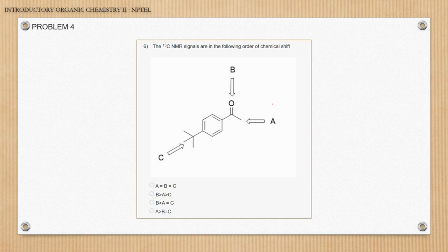Is it A, B, or C? The higher chemical shift value in the 13C NMR. Is it the carbonyl group? B. B will be highly deshielded. So it is having a higher chemical shift value in the 13C NMR.